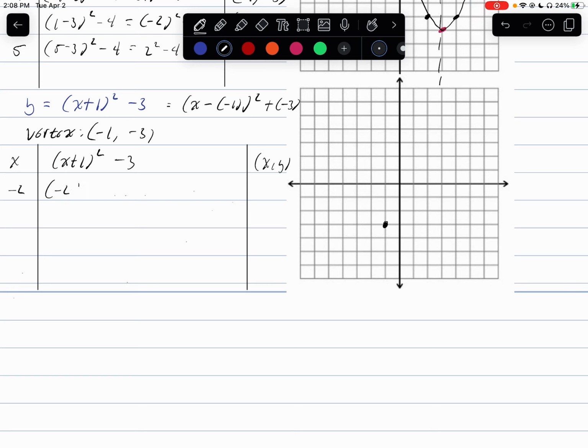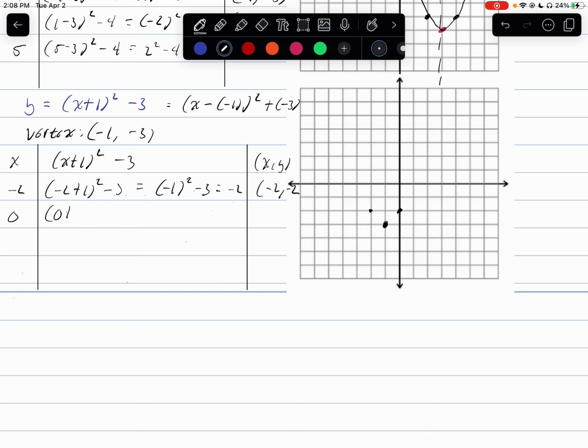So we'll have negative 2 plus 1 squared minus 3, which is going to give us negative 1 squared minus 3, which is going to give us 1 minus 3, which is minus 2. So we'll have the point negative 2, negative 2. So we'll go to the left 2, we'll go down 2. And then if our symmetry holds, we should have 0, negative 2 as well. So let's try that. So 0.